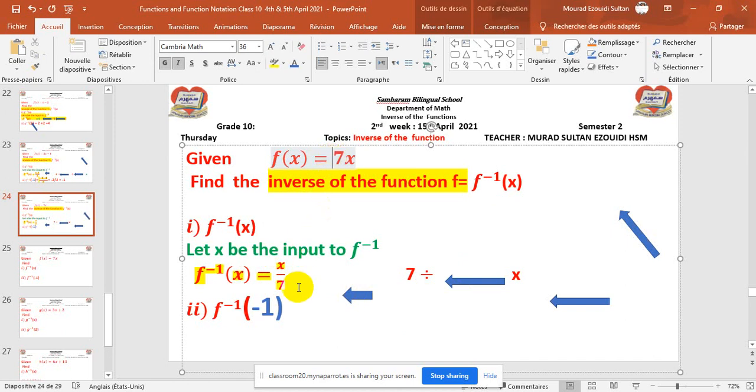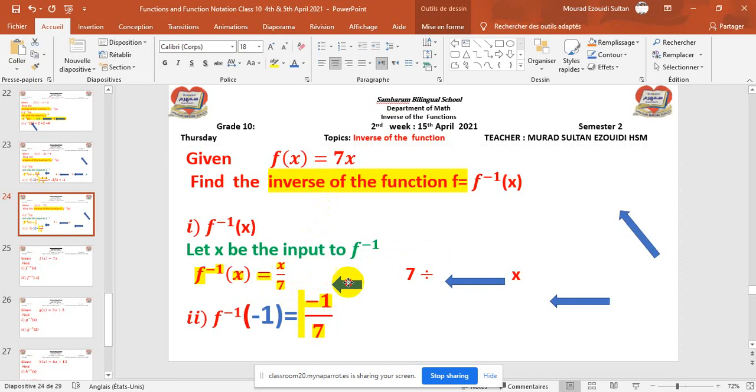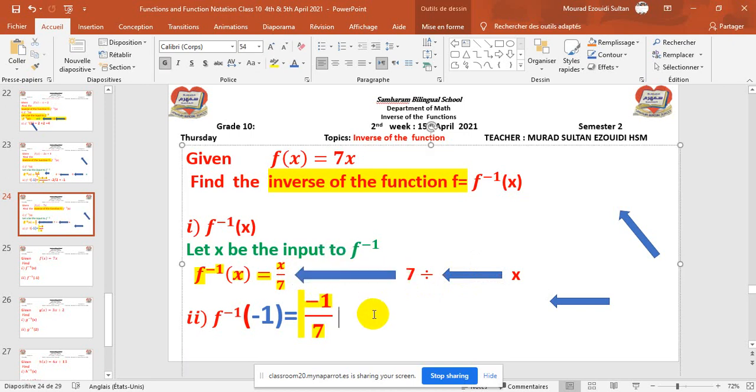Now I will try to find the value of this. Instead of writing x over 7, I will just write minus 1 over 7, which gives minus 1 over 7, and keep the answer as it is. This is the last answer. So at least it's clear for you how you can find the inverse of the function. Or is it not clear? It's clear. Okay. I will try to give one more example.